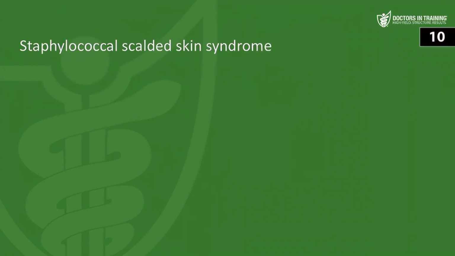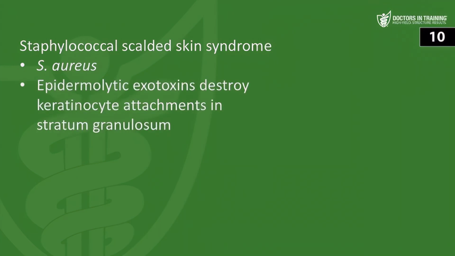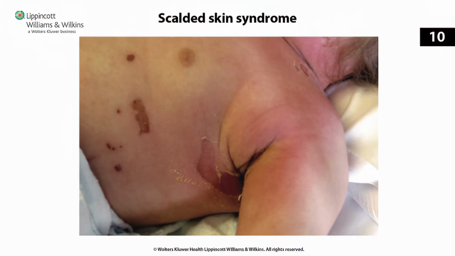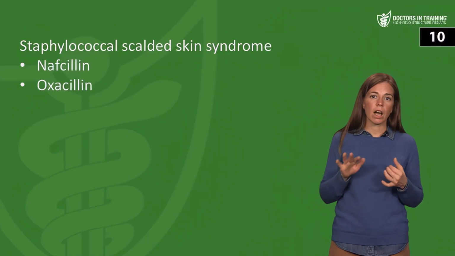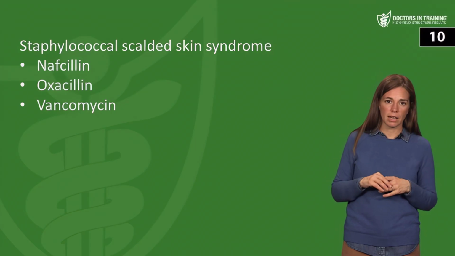Staphylococcal scalded skin syndrome, SSSS. As the name implies, this is caused by Staph aureus, and the syndrome is induced by epidermolytic exotoxins. So exotoxins A and B are released by Staph aureus, and they destroy keratinocyte attachments in the stratum granulosum. Patients will get fever and a generalized erythematous rash with sloughing of the upper layers of the epidermis. This is most often seen in newborns and children. And treatment includes antibiotics to cover staph, like nafcillin, oxacillin, or vancomycin if it's MRSA.